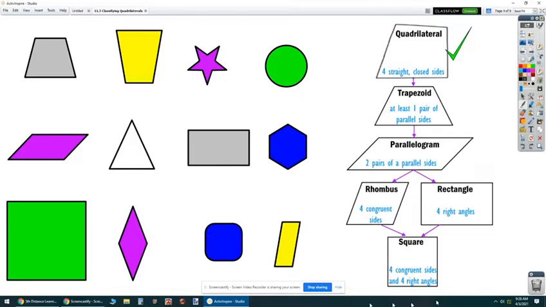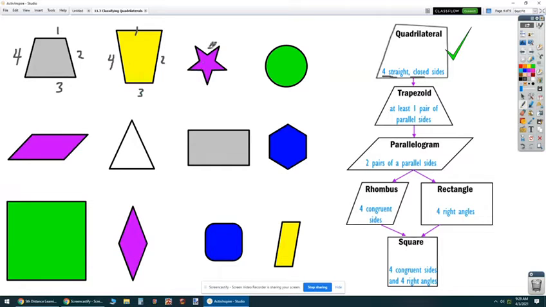So let's start with our chart over here. You're going to see on the right side of your screen. We're going to start out with a basic quadrilateral. The only rules for a basic quadrilateral is they have to have 4 straight, closed sides. So if you take a look over here, there's 1, 2, 3, 4 sides to this particular shape. This gray shape up here, so that's a quadrilateral. Same thing here, our yellow one, well, it's got 1, 2, 3, 4 sides to it, so that's a quadrilateral.